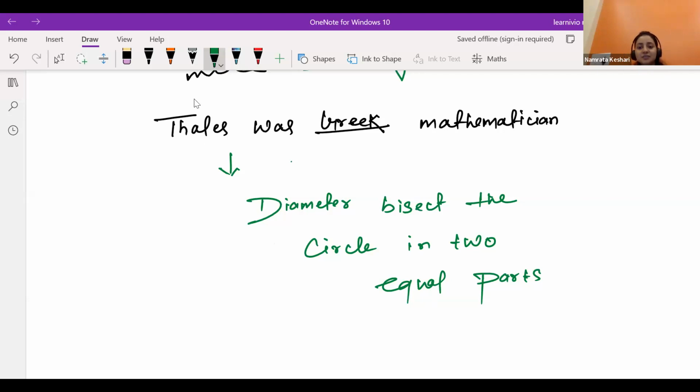Who will start? Raise your hand. Yes, Tejas, start. Things which are equal to the same things are equal to one another. If equals are added to equals, the wholes are equal. If equals are subtracted from equals, the remainders are equal. Things which coincide with one another are equal to one another. The whole is greater than the part. Things which are double of the same things are equal to one another. Things which are halves of the same things are equal to one another. Perfect.